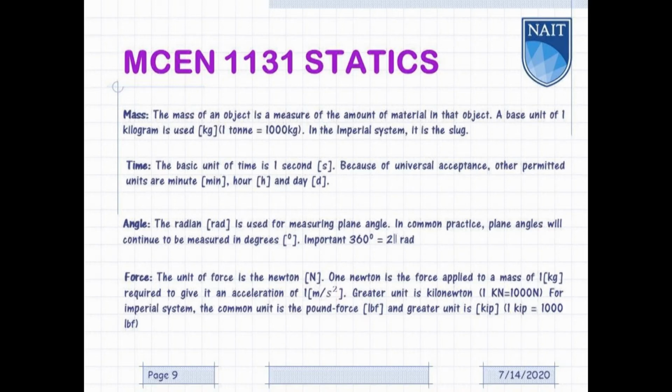Force. The unit of force is the newton. 1 newton is the force applied to a mass of 1 kilogram that is required to give it an acceleration of 1 meter per second squared. The greater unit is the kilonewton, with 1,000 newtons equaling 1 kilonewton. For the imperial system, the common unit is the pound force, and the greater unit is the kip, with 1 kip equaling 1,000 pound force.